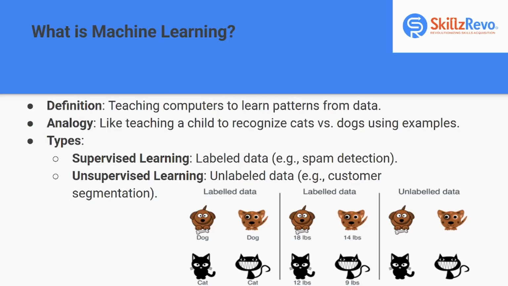We can take the same example with a small child who is not aware of what an object is called, whether it is a dog or a cat. We give some images to the child. The same thing we can do with a living being, and that same analogy we are using for teaching a machine how to detect objects.